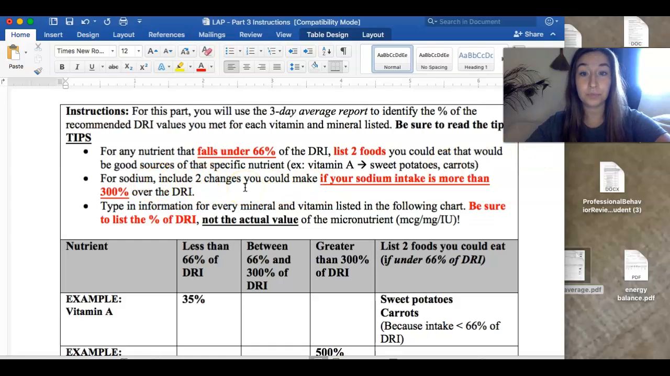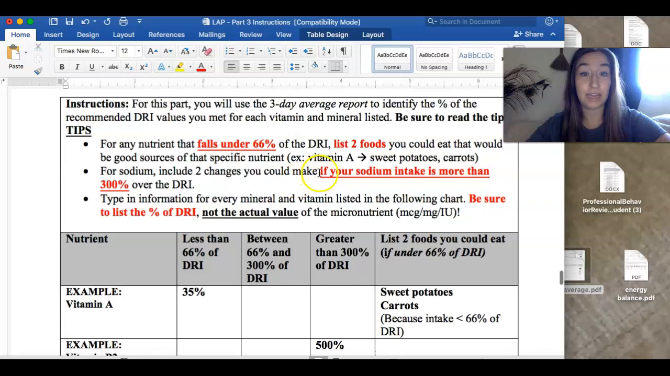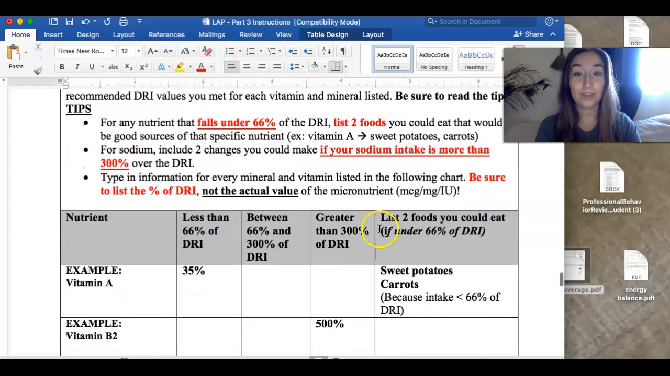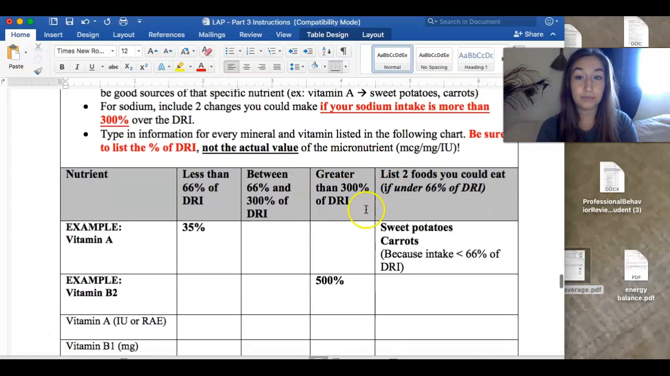For sodium, include 2 changes that you could make if your sodium intake is more, excuse me. Oh, I have a sneeze coming on and it's not coming. I'm sorry. So if your sodium intake is over 300% of the DRI, you need to include 2 changes that you could make. I don't want to give anything away, but y'all can figure that out. Make sure you list the percent of the DRI, not the actual value of the micronutrient.